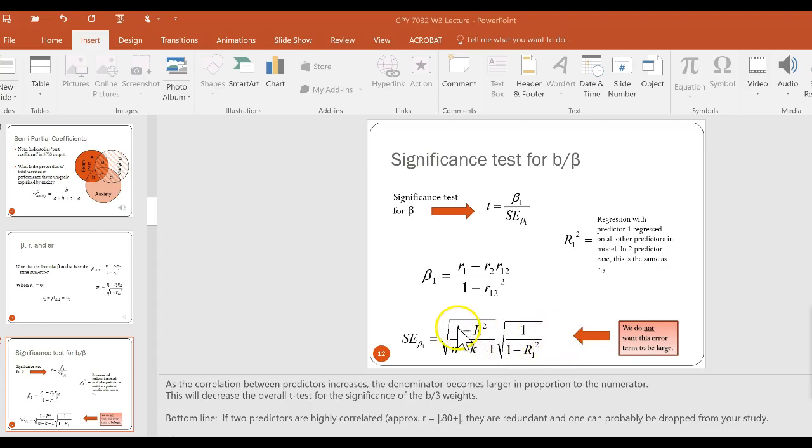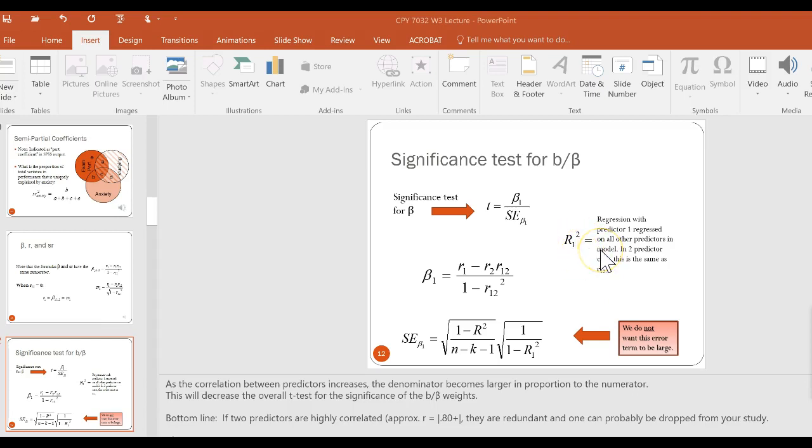First of all, we have 1 minus r squared. That's just the basic r squared that we've been learning about. And then this is pretty self-explanatory. This is the total number of cases that you have in your data set. K is the number of predictors. And then we have a term that we haven't seen yet, and that is r1 squared.